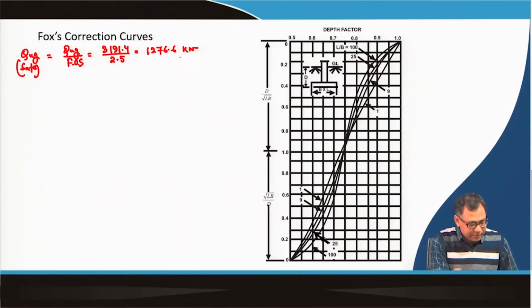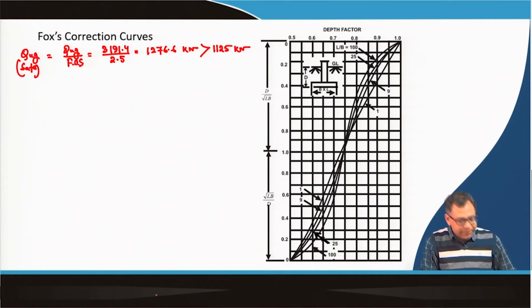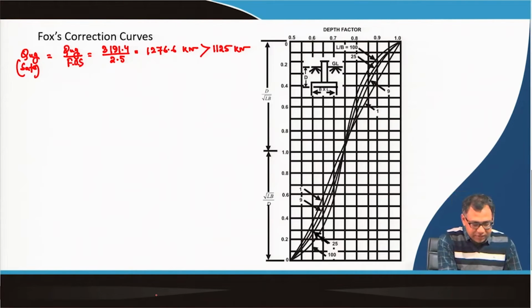So, the design is safe for the bearing capacity consideration. This is greater than 1125 kilonewton. So, in terms of bearing capacity consideration, the design is safe. What are the values we assumed? Number of piles, spacing, diameter, length, that is absolutely fine for the bearing capacity consideration. Now, we will check it for settlement consideration.